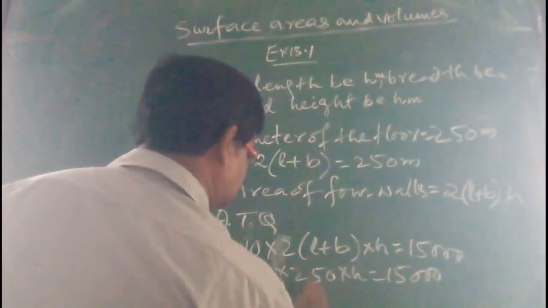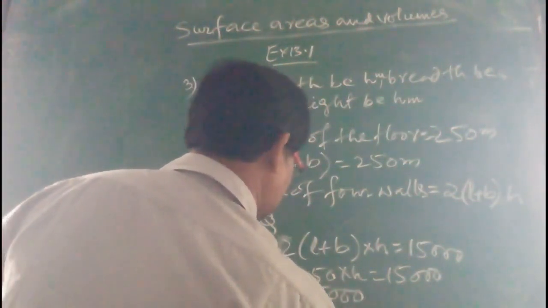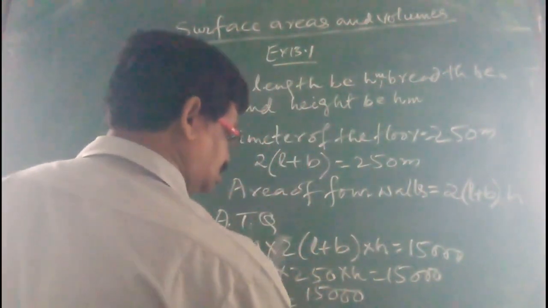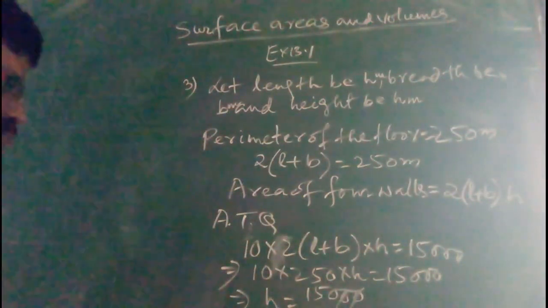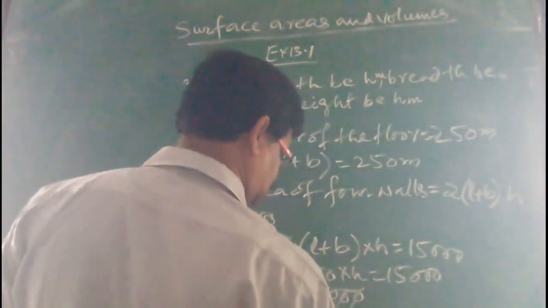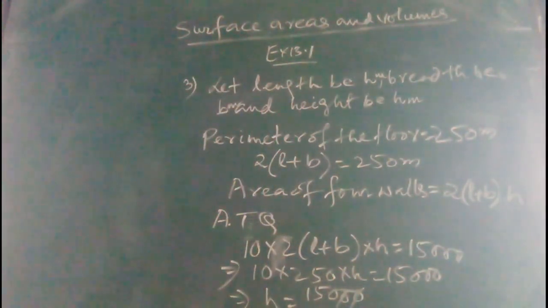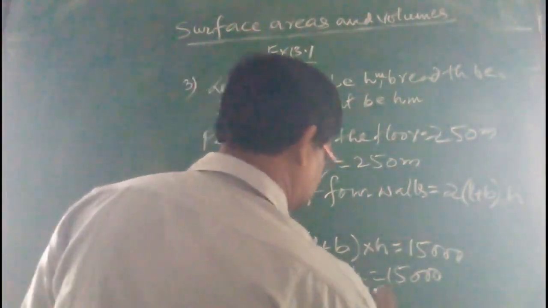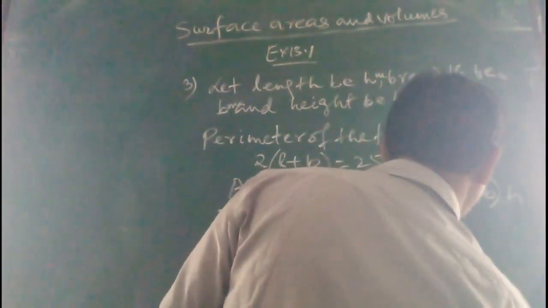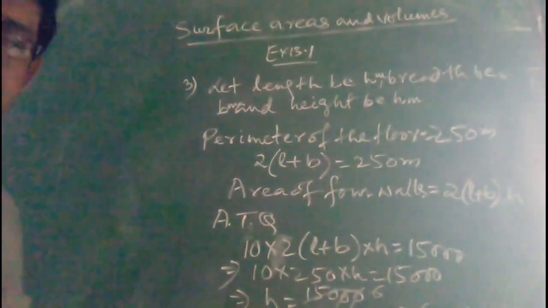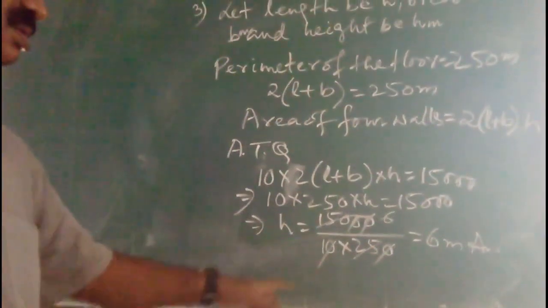Now h equals 15,000 by 10 into 250. Now reduce, 6. Height equal to 6 meters. So height of the room is 6 meters.